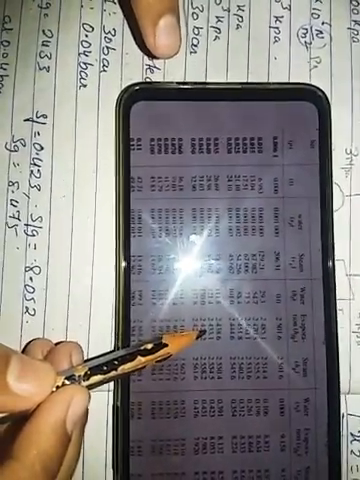Hfg is 2433.1. Okay, like this I have done. I have taken down the values for two different pressures: one is at 30 bar, another is 0.04 bar. See, I have taken down all the values by referring to the steam tables.